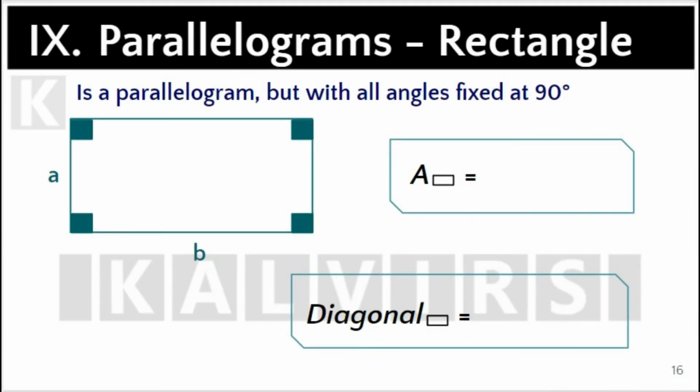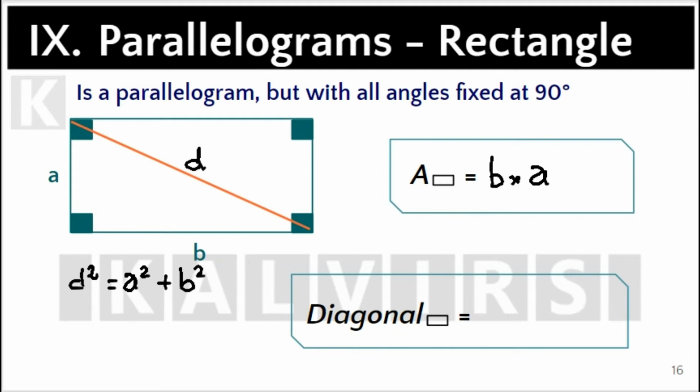A rectangle is a parallelogram with all angles fixed at 90 degrees. All properties of parallelograms apply to rectangles as well. The area of a rectangle can be calculated as base times height, and the diagonal can be calculated by using the Pythagorean theorem. Let D be the diagonal. According to the Pythagorean theorem, D squared equals A squared plus B squared. Finally, the diagonal is the square root of A squared plus B squared.